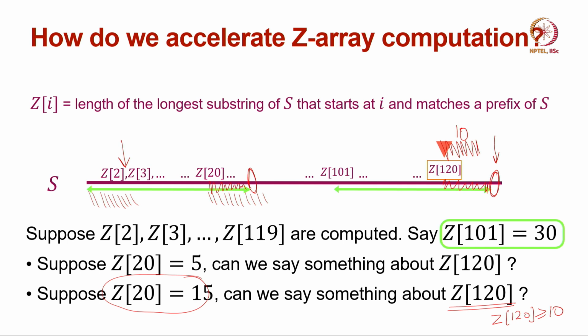So, observe that in the first case we immediately got the value of Z120. In the second case we learned that Z120 is at least 10. So, we can resume our character comparisons from the 11th character onwards. So, this is already giving you an intuition of how we can use the previous Z values to compute the subsequent Z values, and this intuition will help us develop a faster algorithm to solve the Z array. Let us formalize these ideas in the next slide.